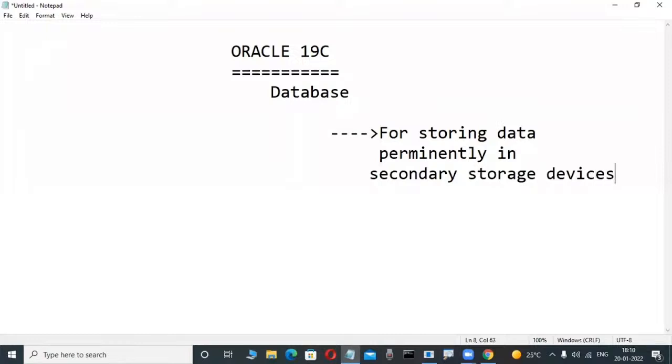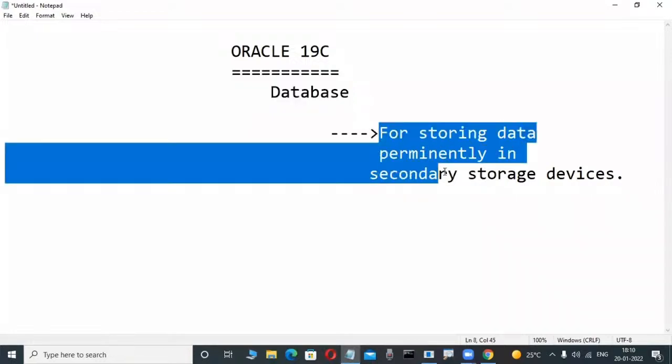Okay, fine. Permanent. Suppose today we are storing data, then after 5 years, 10 years, 20 years, 100 years, your data is still available. You are using it. That's why Oracle is a product from Oracle Corporation, with some version number. This is a database product, one of the popular databases. But what is the purpose of that? For storing data permanently in secondary storage devices.